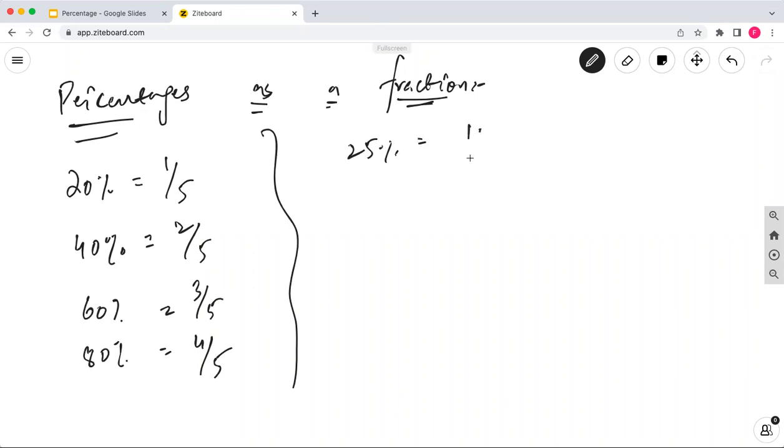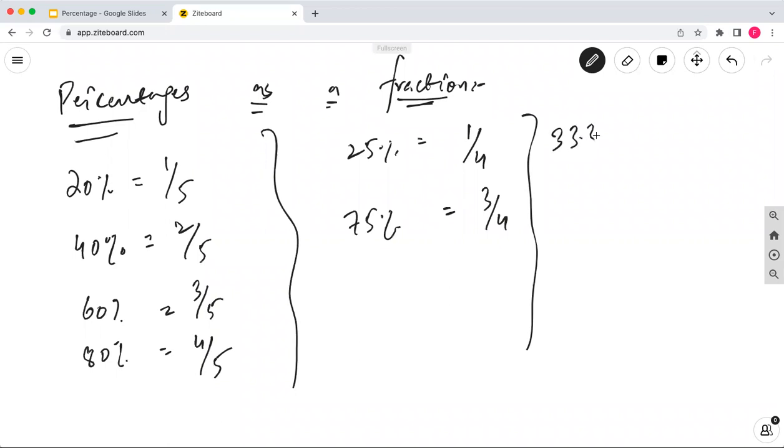1 by 4. What is 75%? 3 by 4. Okay, so what is 33.3%? 1/3. What is 66.67%? 2 by 3.